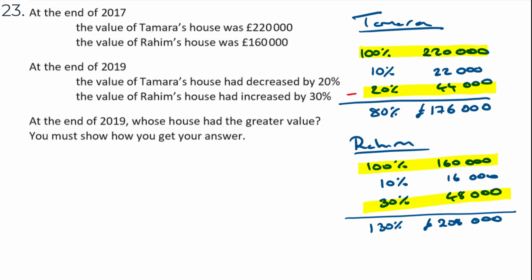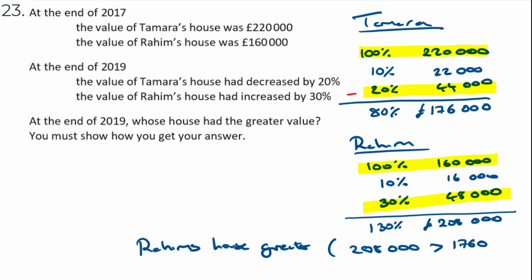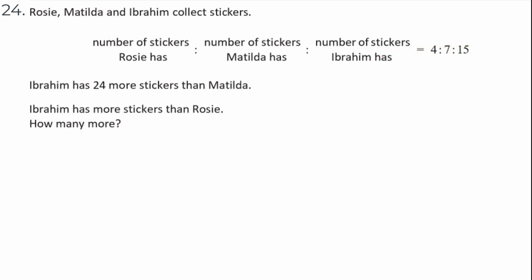So let's answer the question, whose house had the greater value? Rahim's house is greater. And then we're just going to say that 208,000 is bigger than 176,000. Okay.